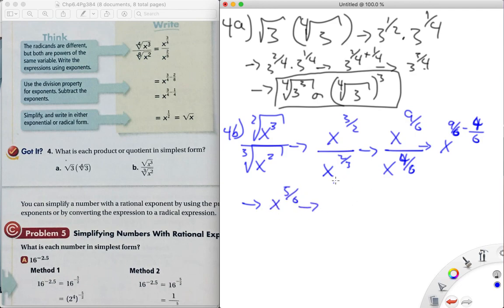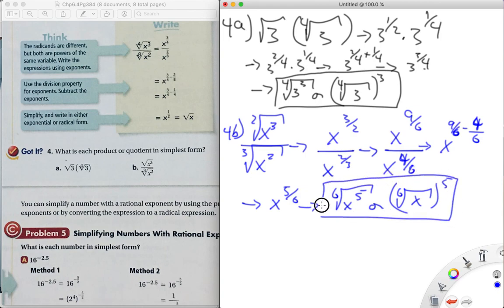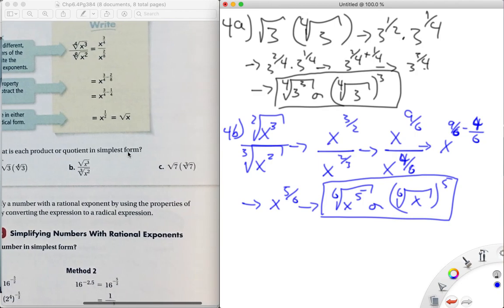And again, I could write this in two different ways. I could say x to the 5th power to the 6th root, or I can say the 6th root of x raised to the 5th power. So hopefully you can build back up your fraction skills. If you forgot your fraction skills, you might want to revisit that in these types of problems.